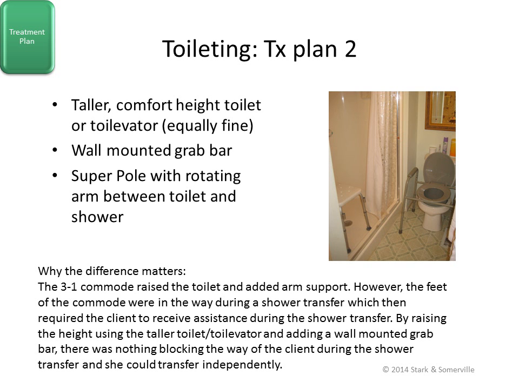But the better, more tailored treatment plan was that she could have a taller comfort height toilet, a wall-mounted grab bar, and then a super pole with a rotating arm between the toilet and the shower. And the difference that mattered in her situation was that the 3-in-1 commode was great. It raised the toilet and it added the arm support.